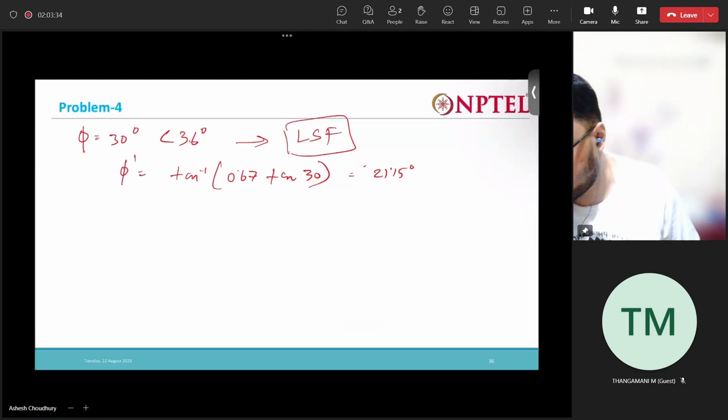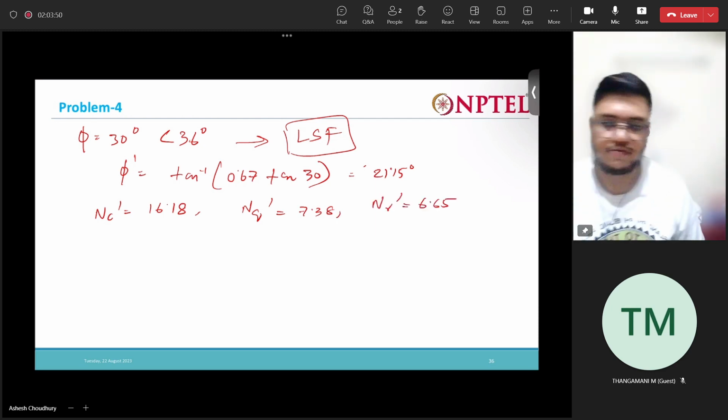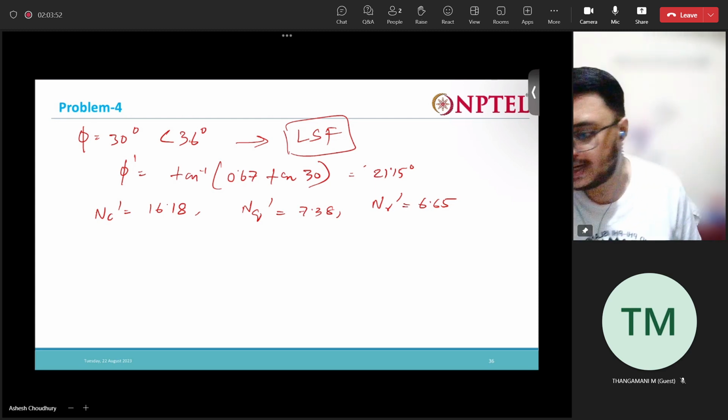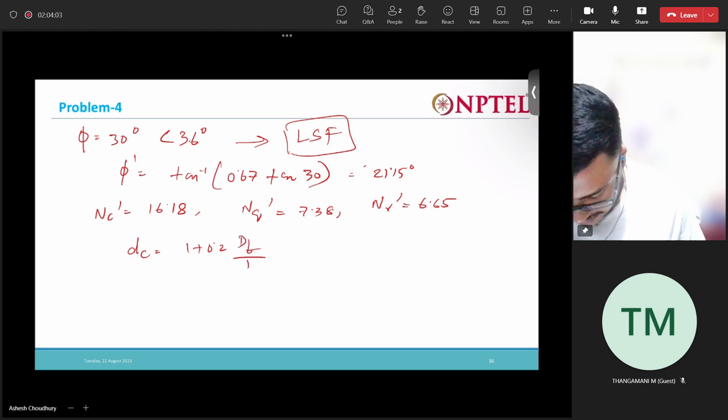Just check all these values by yourselves. Okay, so Nc dash is equal to 60.18, Nq dash is 7.38, and N gamma dash is 6.65. Done. Now we need to determine the depth factors.